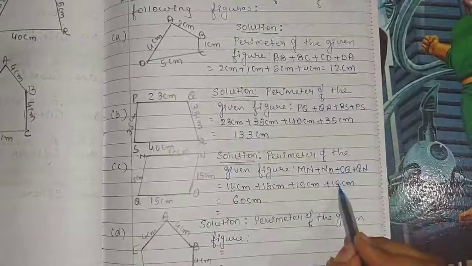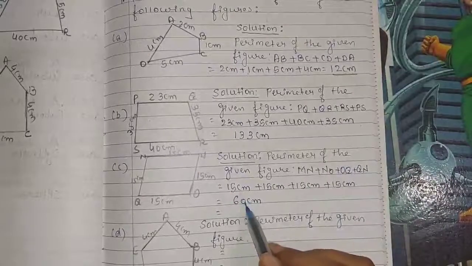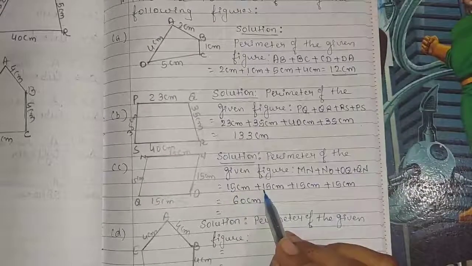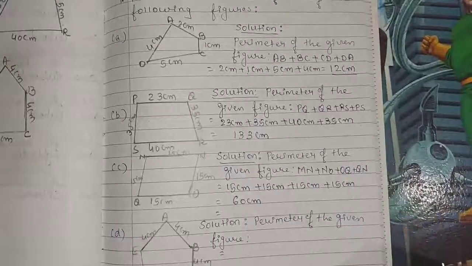We can add also here: 5 plus 5 is 10, 10 plus 5 is 15, 15 plus 5 is 20. So 0 and carry 2. 2 plus 1 is 3, 3 plus 1 is 4, 4 plus 1 is 5, and 5 plus 1 is 6. 60 centimeter is the answer.